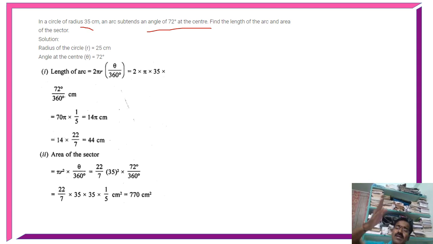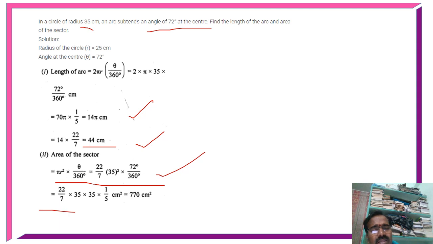Already we discussed the length of arc formula when the angle of the sector and radius are given: theta by 360 into 2 pi r, or 2 pi r into theta by 360, no issue. And the area of sector is theta by 360 pi r square, or pi r square into theta by 360. Substitute, simplify, we get the answer: length of arc 44 centimeters, and using theta by 360 pi r square, the area is 770 centimeter square.